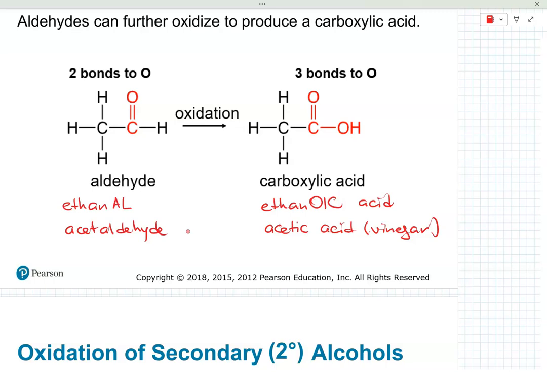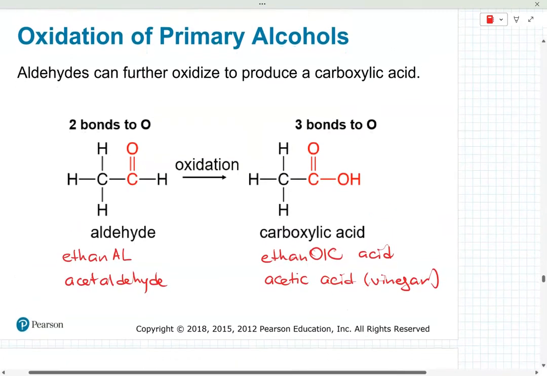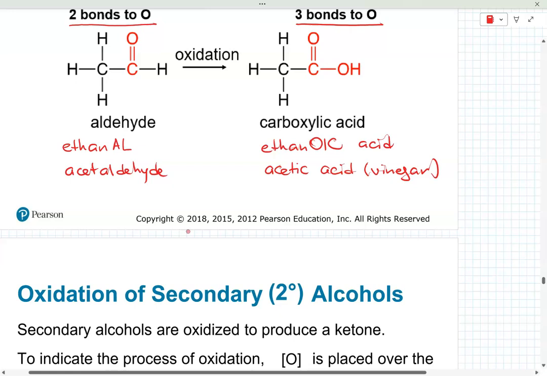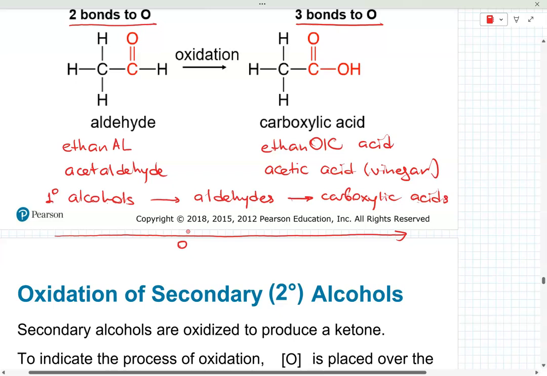All good? You follow? So, how many carbon-oxygen bonds are on the left? On the right? 3 is more than 2. Also oxidation. Does that make sense? So we can summarize it this way. Primary alcohols can be oxidized to aldehydes, which can be further oxidized to carboxylic acids. And from left to right, it is oxidation. Okay, so far so good. Any questions?